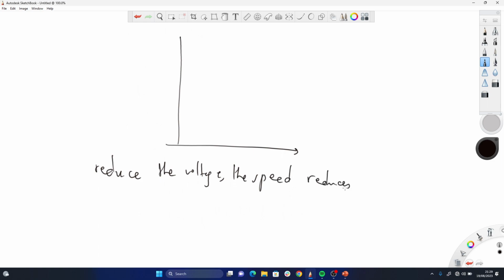Now, just like in DC motors, here, when you reduce the voltage, the speed reduces. So I can make a characteristics looking like this here, right? Let's say this is for V1. Now, when I reduce it from V1 to, let's say, V1 over root 2, like I've reduced it by a factor of root 2, the characteristics look like this.